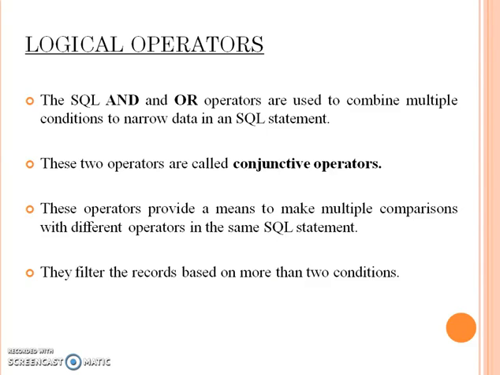The AND and OR operators are used to combine multiple conditions and narrow down an SQL statement into a single result. These two operators are thus called conjunctive operators. These operators provide a means to make multiple comparisons with different operators in the same SQL statement. How this is done, we will see later in our example. Thus, these operators filter the records based on the conditions the user wants to check.